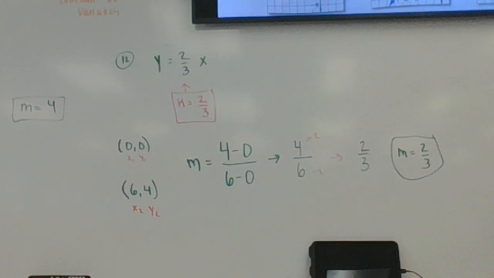Now, I want to see if rise over run is also 2 over 3. So I'm going to count up 1, 2, over 1, 2, 3. Up 1, 2, over 1, 2, 3. Yes, it works. It's like a point right there. All right, try 14. Write the equation.